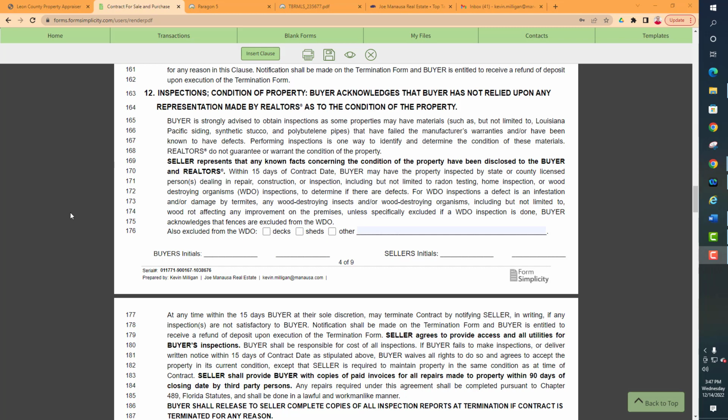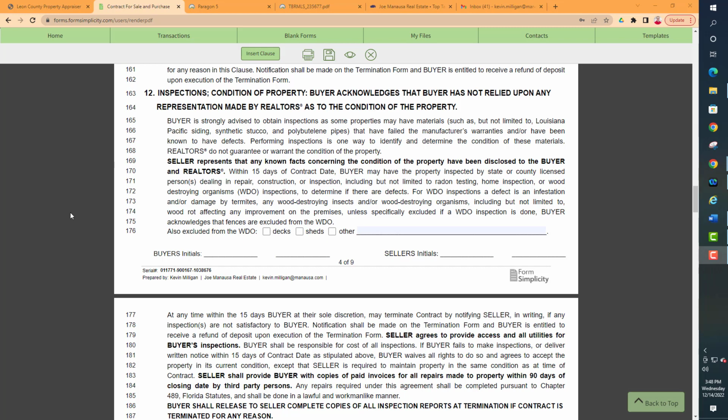If the buyer does their inspection and they're not happy with the results, or they can't work through whatever the problem is that was uncovered in the inspection, and they can't work it out with the seller, this paragraph states that they're able to terminate the contract and they're entitled to a refund of their earnest money deposit.